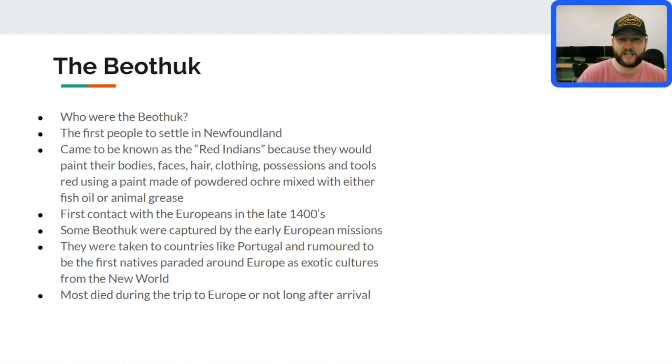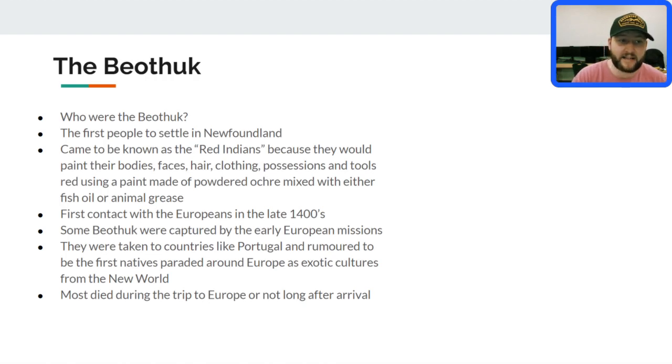paint their bodies, faces, hair, clothing, possessions, and tools using red paint. They made it of powdered ochre mixed with either fish oil or animal grease. First contact with the Europeans came in the late 1400s. Some Beothuk were captured by the early European missions. They were taken to countries like Portugal and rumored to be the first natives paraded around Europe as exotic cultures from the New World. Okay, most died during the trip to Europe or not long after arrival.